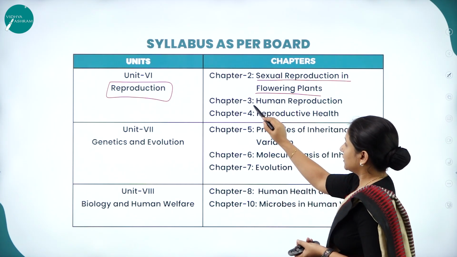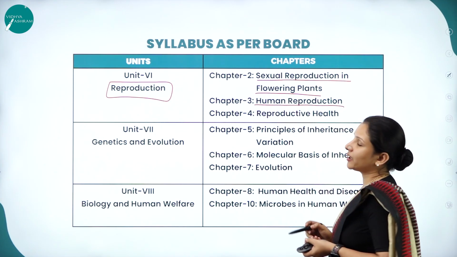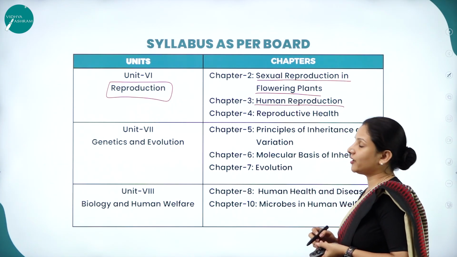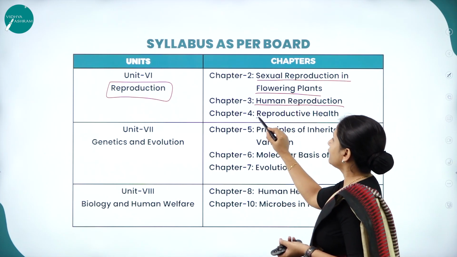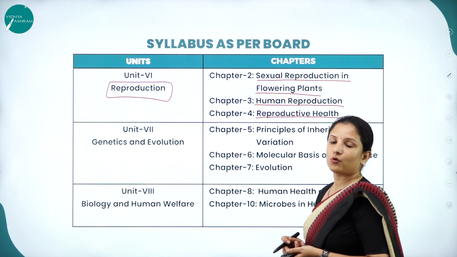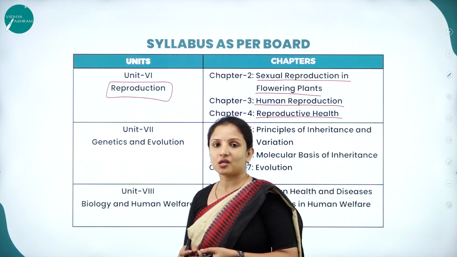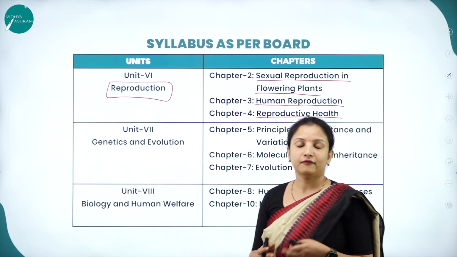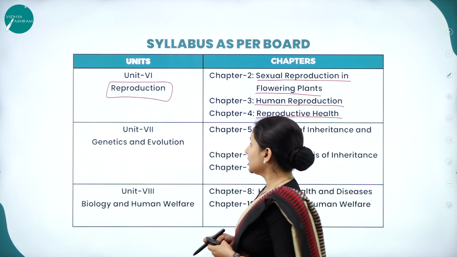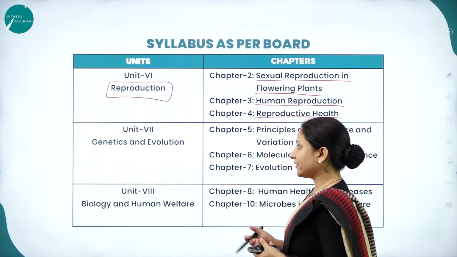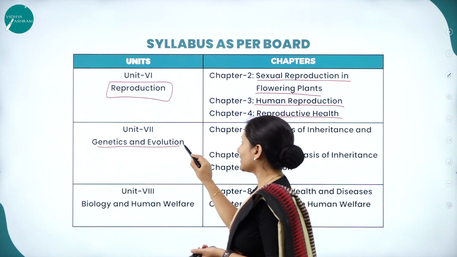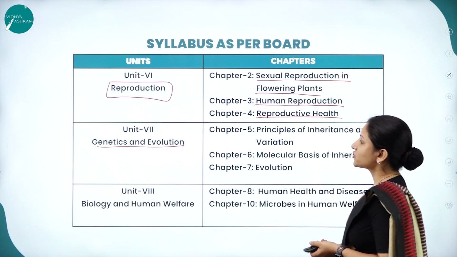Then we move into chapter 3, wherein we'll study human reproduction, the male and the female reproductive system. And chapter 4 is about reproductive health. So what all needs to be done to maintain proper reproductive health for fertility and all that.